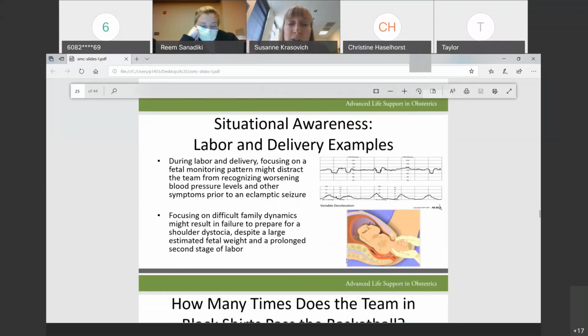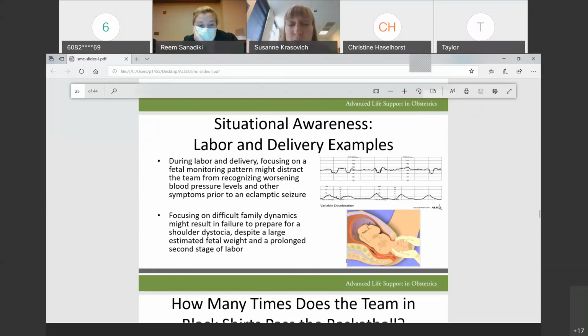So situational awareness speaks to being aware of everything that's going on rather than getting so focused in on one particular thing, because that might actually distract you from something else important that's happening. So for instance, on labor and delivery, if everyone is staring at the strip, the fetal heart tracing, you might actually be completely distracted from a worsening blood pressure, or even a patient who's seizing or having other symptoms.